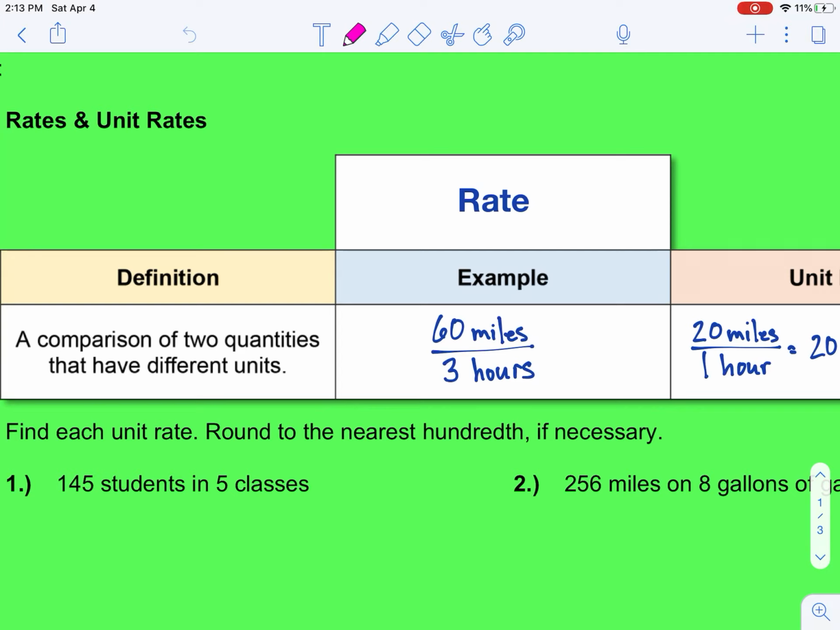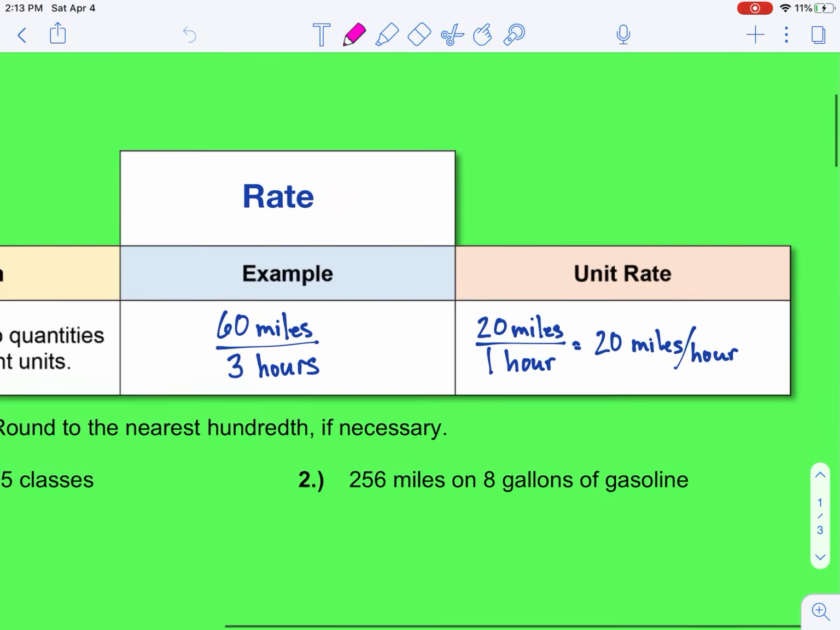Now you will notice if you look at my 60 miles per 30 hours that can be simplified. If I was to do 60 divided by 3, I'm going to get 20 miles per 1 hour, and that is a specific kind of rate that is called a unit rate, and that's what we're going to be using today. So if I do 60 divided by 3, I get 20 miles per 1 hour, which instead of saying 20 miles per 1 hour, I would just say 20 miles per hour. You can write the word per, you can put a slash on there like I did. It's totally up to you, okay?